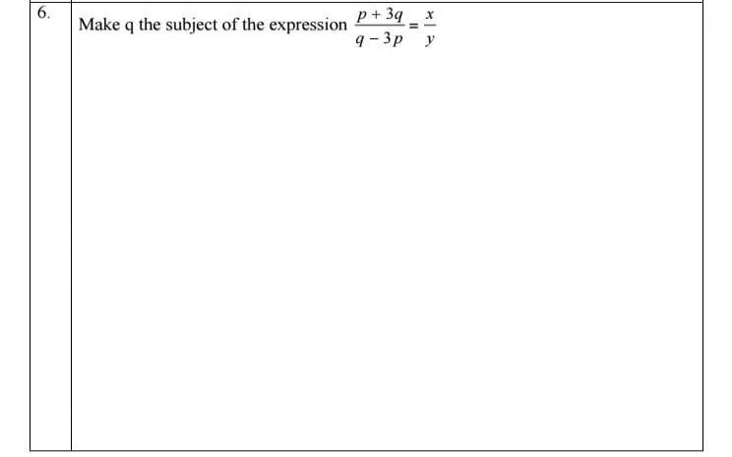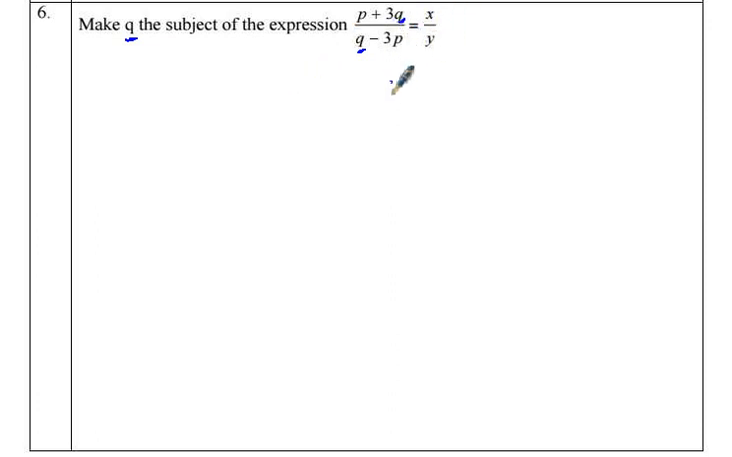Our last question of the day, question 6. It says make q the subject of the expression. Okay, the language is not nice. Of the equation, because we have equal signs, and this is the equation, all right? And now when I look at the given equation, I have q up and q down, okay? So that means somewhere I need to put those terms together, and then I can continue to make q the subject. What should be our first step?